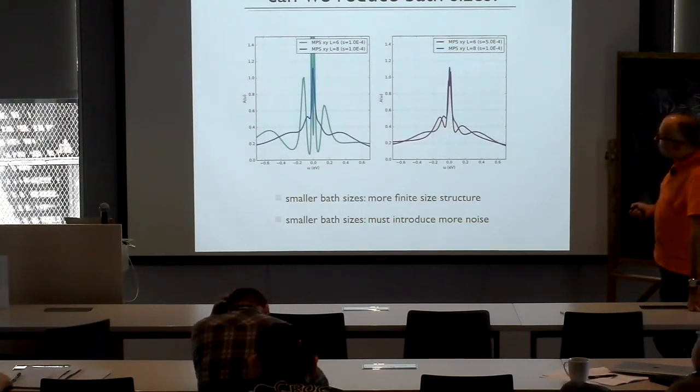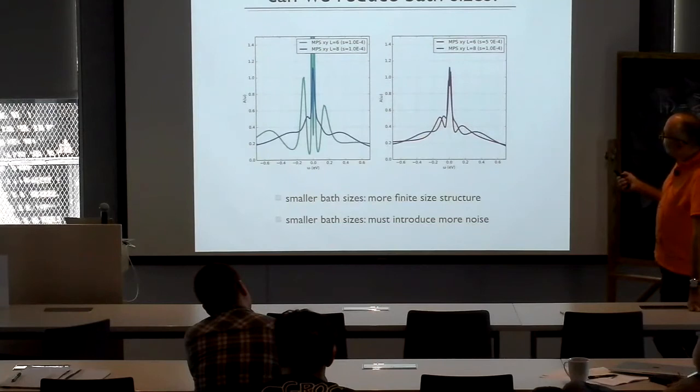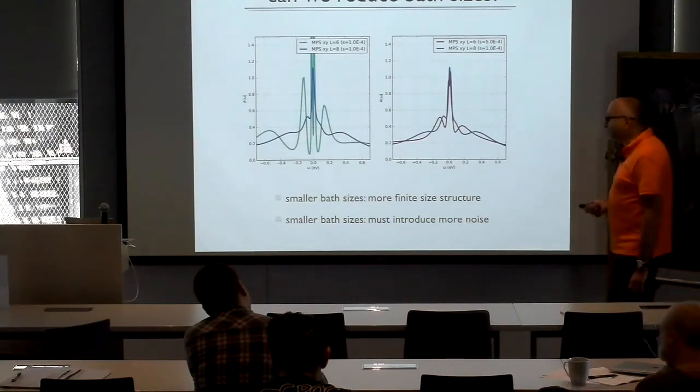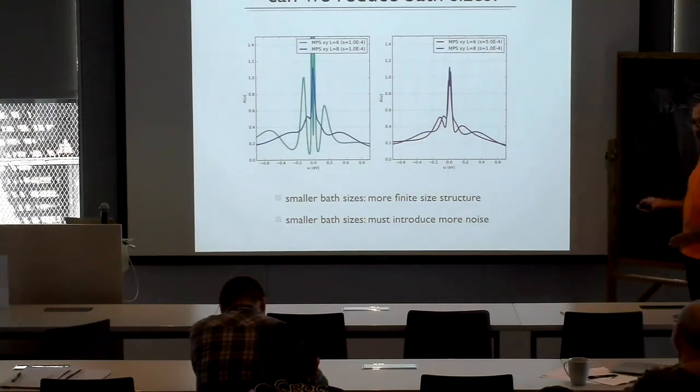So you have to realize that this is a system with more finite size effects. So what you do is increase the amount of noise you introduce, from 10 to the minus 4 to 5 times 10 to the minus 4, and then the structure starts getting nicer. But at that point it's turning into total black magic. So probably the bath size 8, which agrees extremely well with CTQMC, is the thing to do.